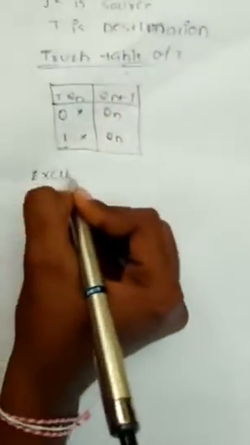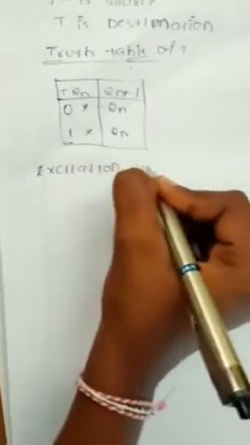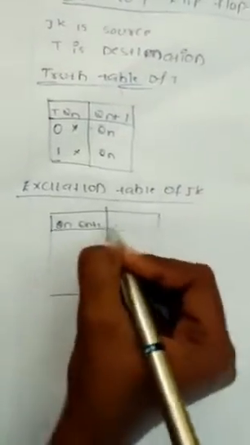Next, the excitation table of JK. Draw the excitation table: Q of n plus 1, J and K. Here you take 0 0 1 1, 0 1 0 1. Then reverse it and take 1 0. Next, don't care. This is the easy way of doing the logic.